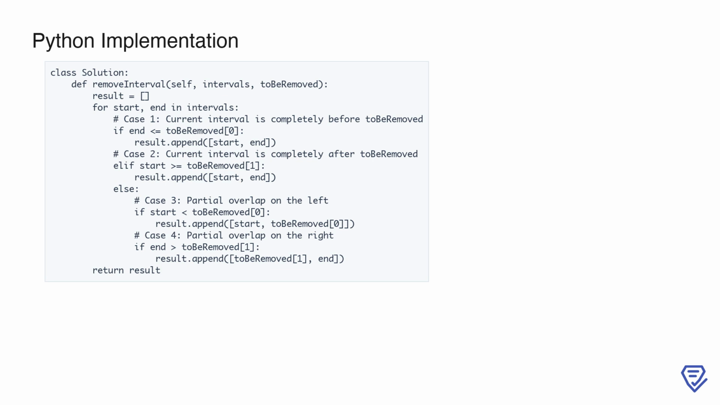6. Case 4, partial overlap, right. If the current interval ends after to be removed but overlaps partially, we add the portion [to be removed[1], end] to result. 7. Final result. After processing all intervals, we return result. This approach ensures that the output intervals remain non-overlapping and sorted. The time complexity is O(n), where n is the number of intervals, as we iterate through the list once and perform constant time operations for each interval.